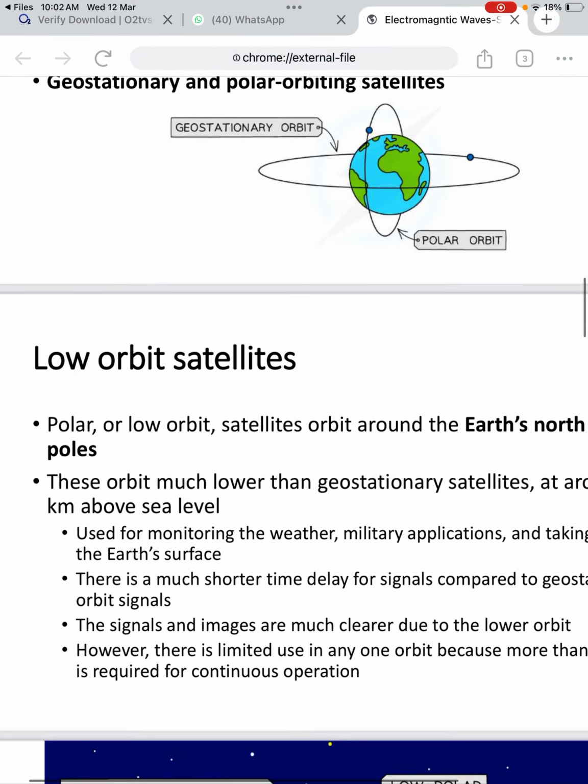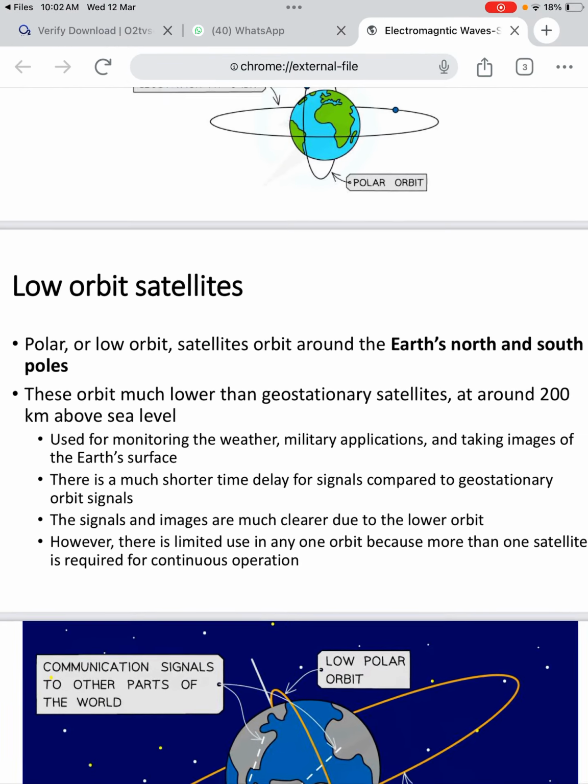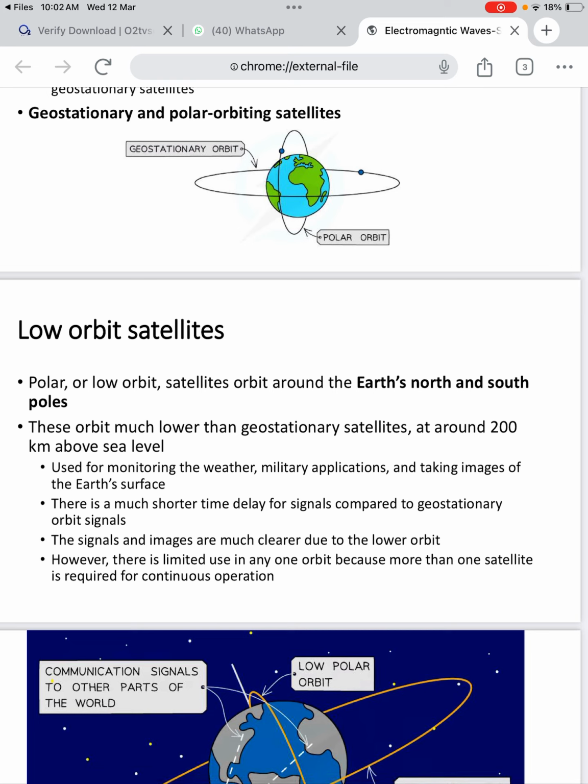So what is it about low orbits or polar orbits? Polar or low orbit satellites orbit around the Earth's north and south poles, so their orbit will pass through the north and the south pole of the Earth. These orbits are much lower than the geostationary satellites. They are about 200 kilometers above sea level. Of course, 200 kilometers is a very big distance, but in terms of space and orbit, that's a very low distance. They are used for monitoring the weather, military applications, and taking images of the Earth's surface.